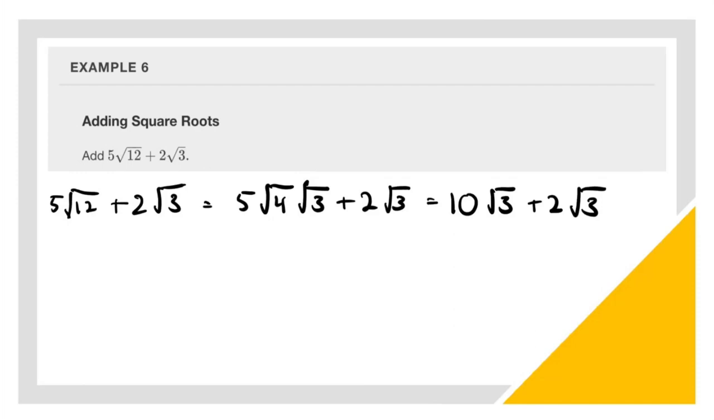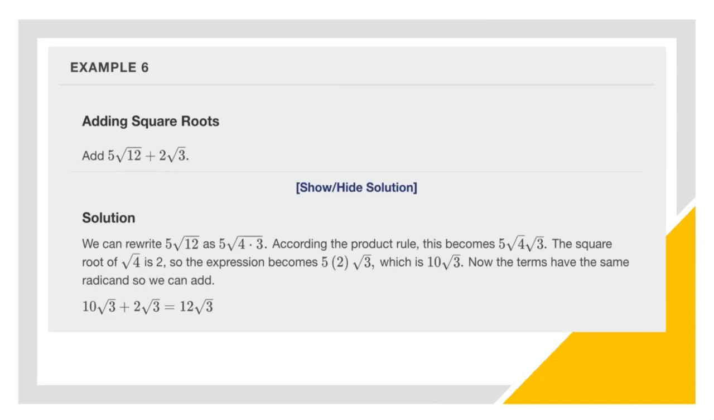So now we combine like terms. We have the same radical with the same radicand of 3 and the same type of radical. They're both square root, right? So we have a square root of 3 and a square root of 3. So 10 plus 2 gives us 12 times the square root of 3. Okay. Hopefully that made sense.